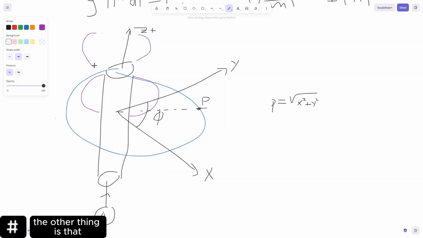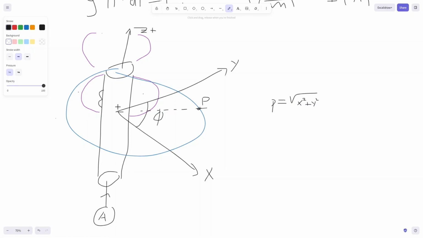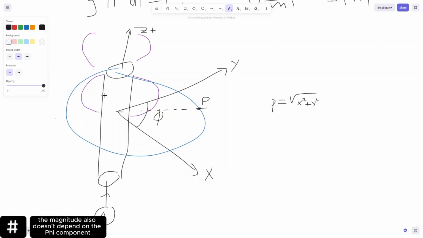The other thing is that it also doesn't depend on the phi component. And why is that so? That's because if we go around this loop here, you don't see any change in the geometry either. It's the same from this side to this side. It's symmetrical. So the magnitude also doesn't depend on the phi component. What it does depend on is the radial component, p here.